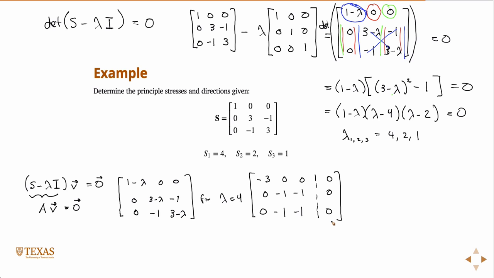And so you basically carry out the operations to try to make this look like the identity matrix until you can't do any more, okay? And so in this case, what we might do is multiply the second row by minus one and add it to the third row. Right. So we say minus row 2 plus row 3, and then that's going to give us minus 3, 0, 0.